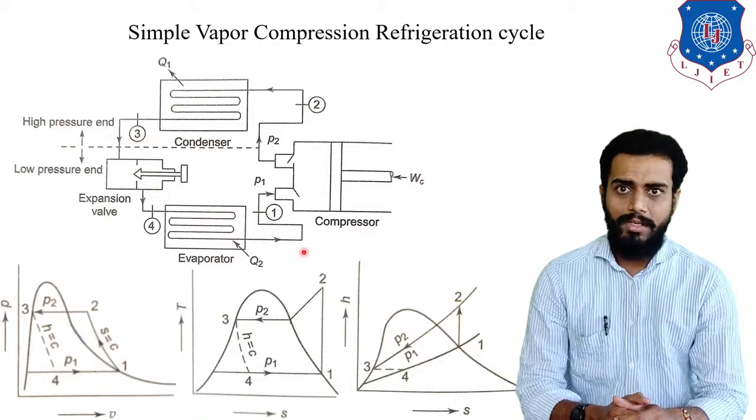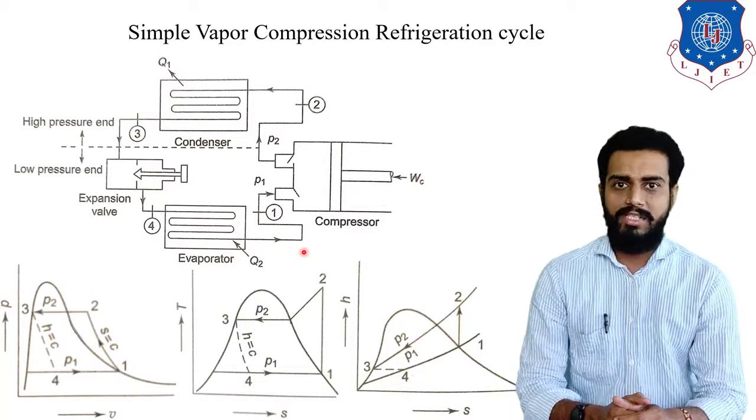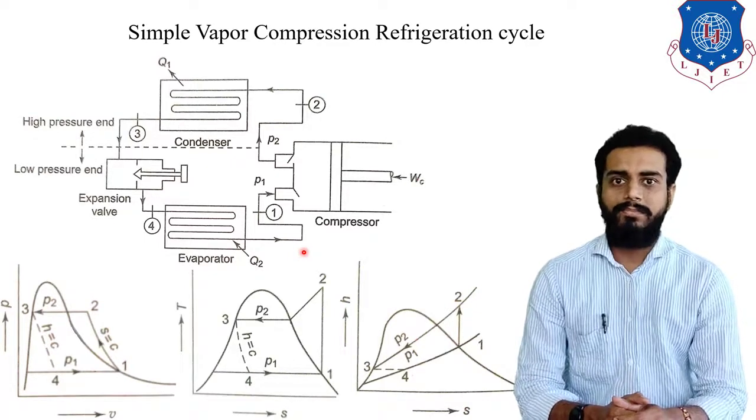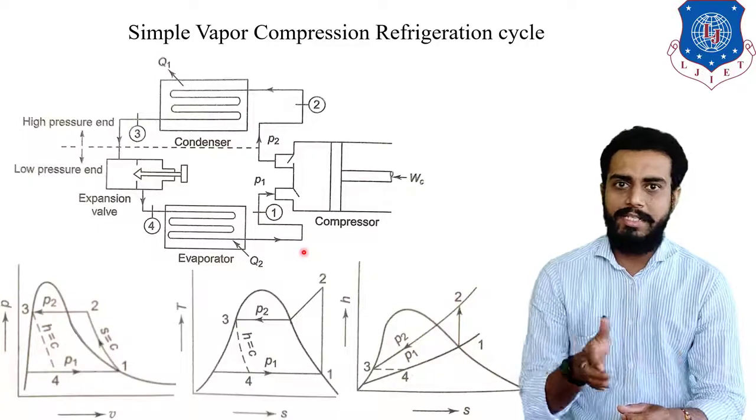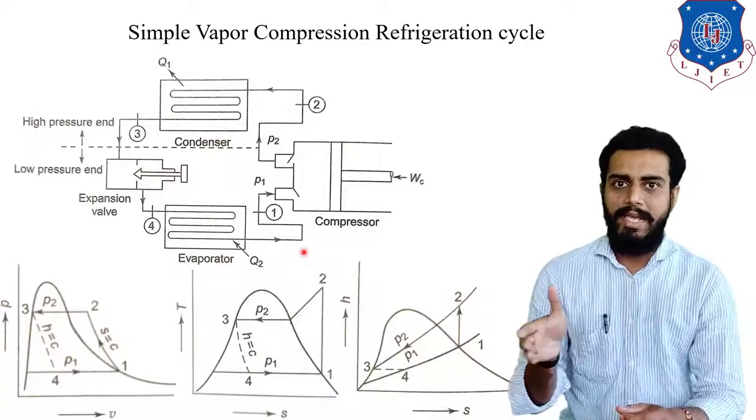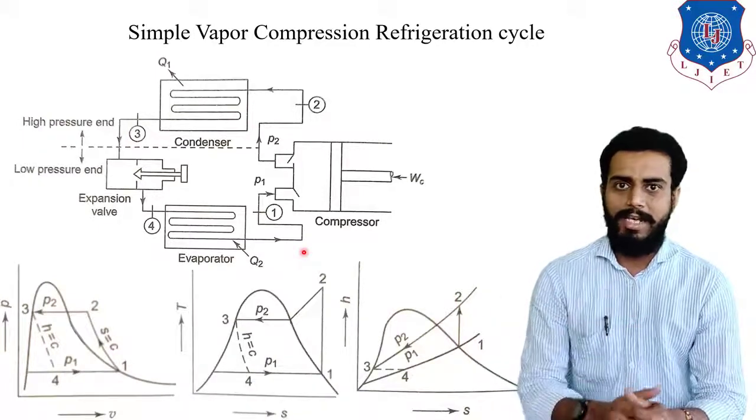It is assumed that all processes are reversible. Okay, so let us start one by one. We will also simultaneously understand the PV, TS and HS diagram for the refrigeration cycle.